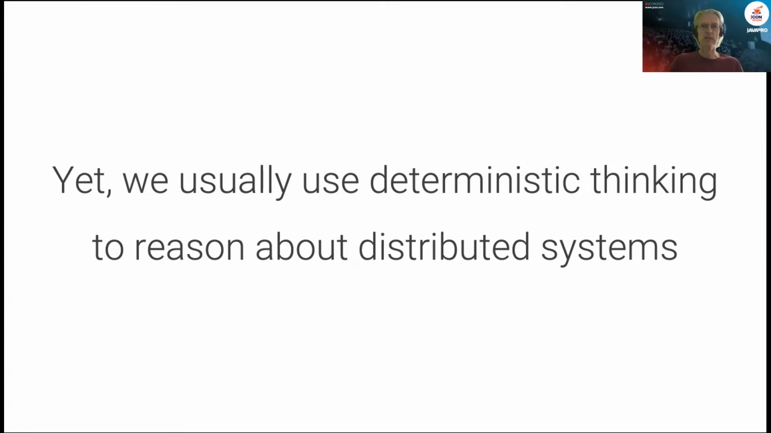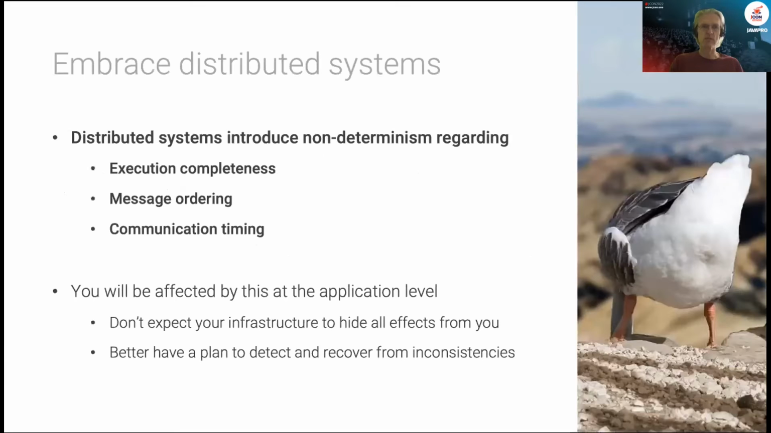So bottom line here is embracing distributed systems. You need to understand that distributed systems are going to introduce some non-deterministic behavior. So regarding completion of execution, completeness or message ordering, communication timing, all that. And that also understanding that your infrastructure cannot hide that from you. The infrastructure can support you dealing with these things, but it cannot hide it from you. So you need to deal with these effects at the application level. And so you need to have a plan for that.